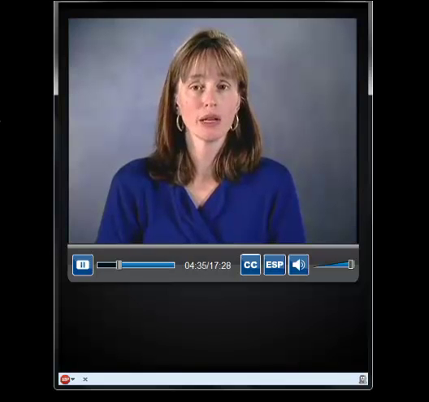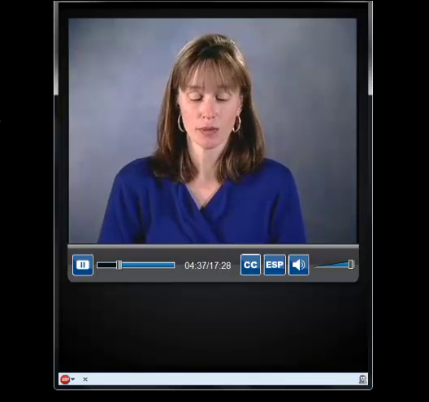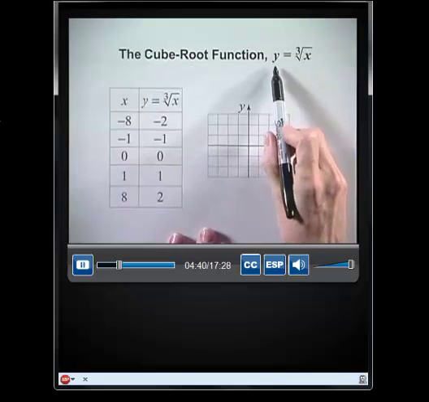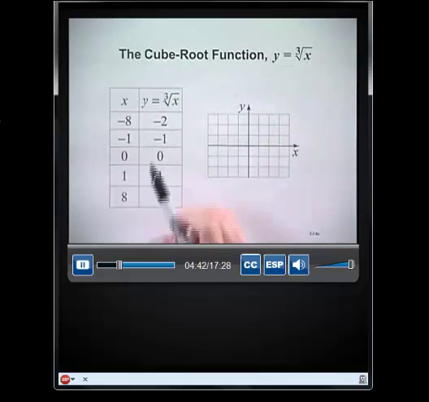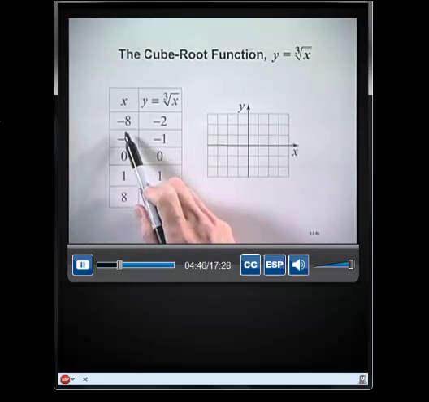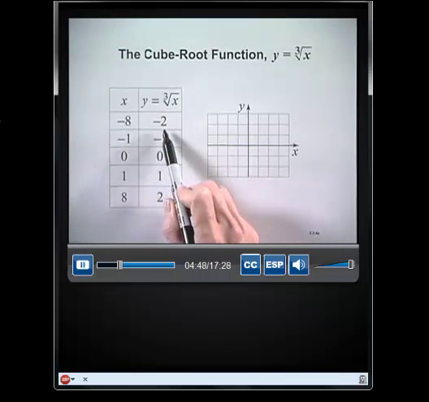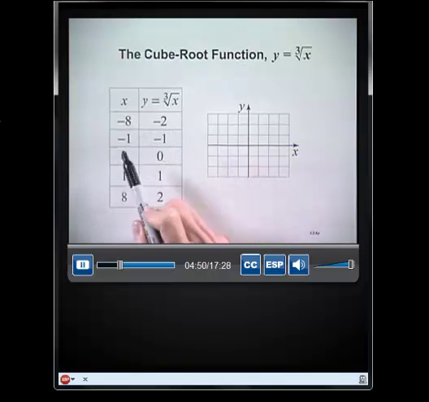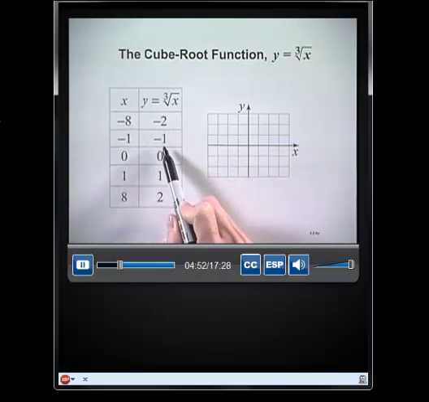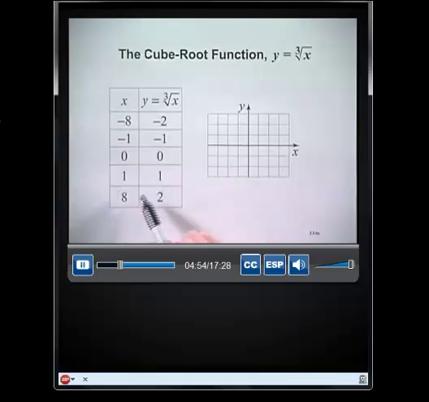Let's continue by looking at the graph of the cube root function. The cube root function has equation y equals the cube root of x. And so again we have a table of ordered pairs to use. Notice that if x is negative 8, y is the cube root of that, which is negative 2. If x is negative 1, y is the cube root of that, which is negative 1, and so on. So we want to plot these ordered pairs.